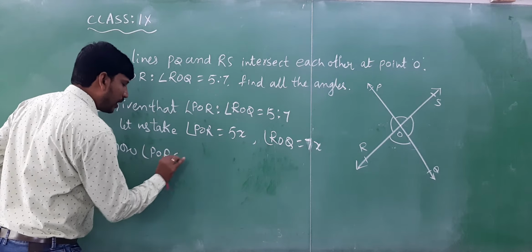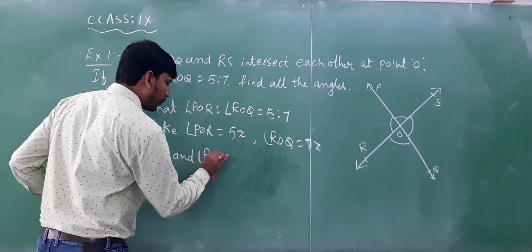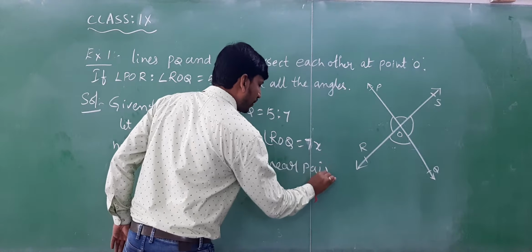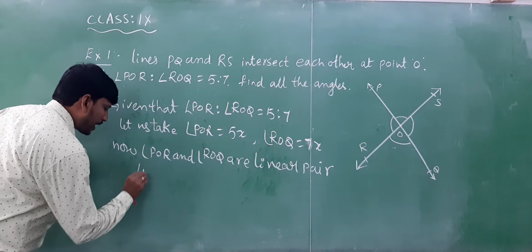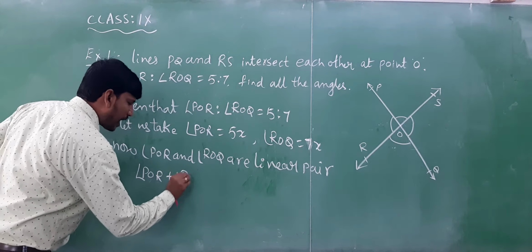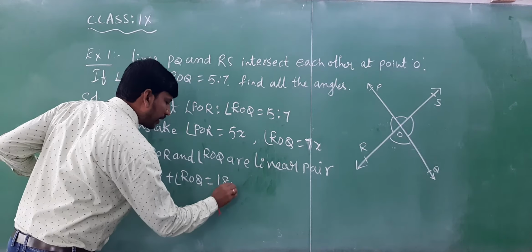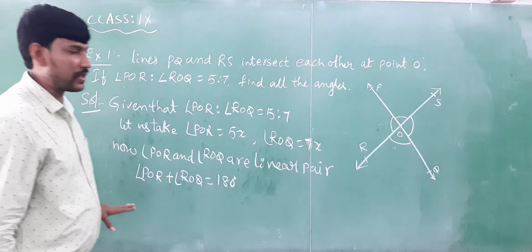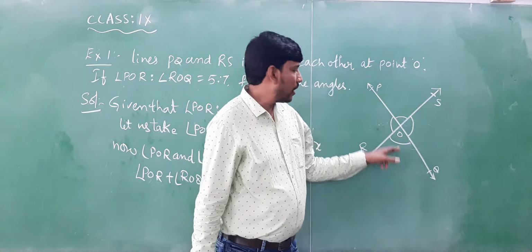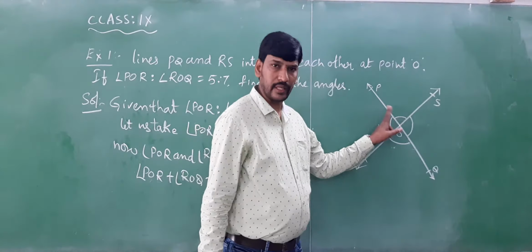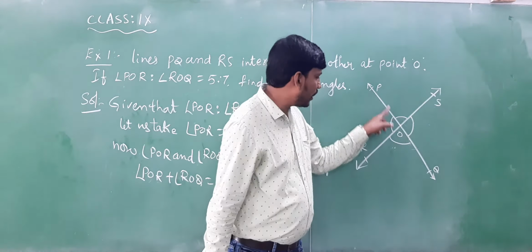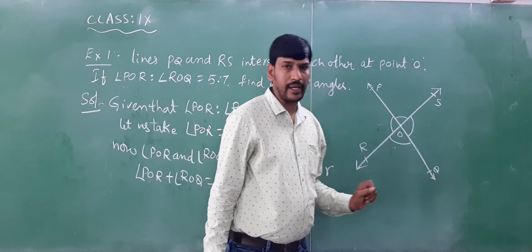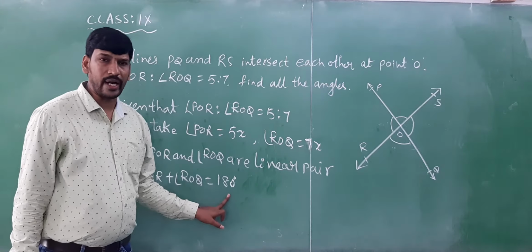Now, angle POR and angle ROQ are linear pairs. So therefore, angle POR plus angle ROQ is equal to 180 degrees. Linear pair axiom: the sum of two angles must be 180 degrees if these two angles are lying on the same line. See here, PQ is a line. So angle POR and the left angle ROQ are on the same line. So therefore, you can say the sum of these two is equal to 180 degrees.